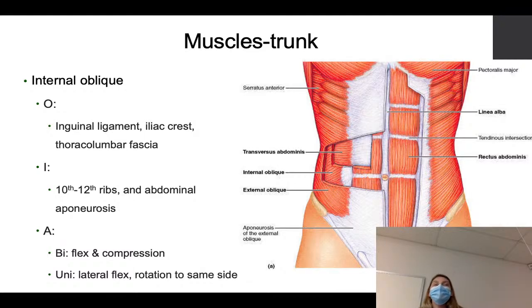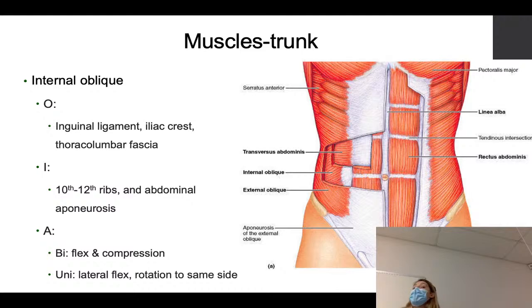So bilaterally, it's going to flex and compress, same as external oblique. It's going to do lateral flexion, same as external oblique. But internal oblique is going to do rotation to the same side. And you can see in their fibers, they're running up and in, on the diagonal.